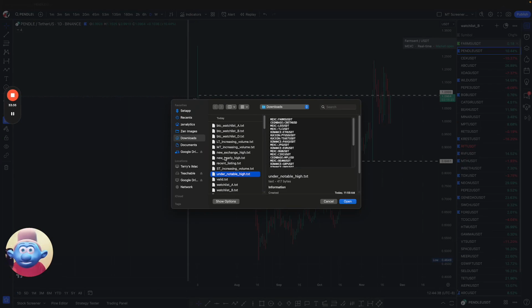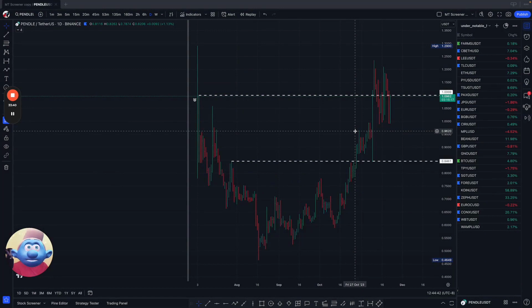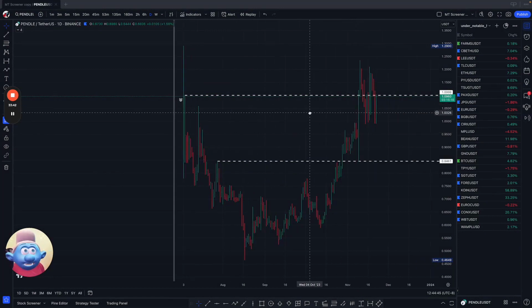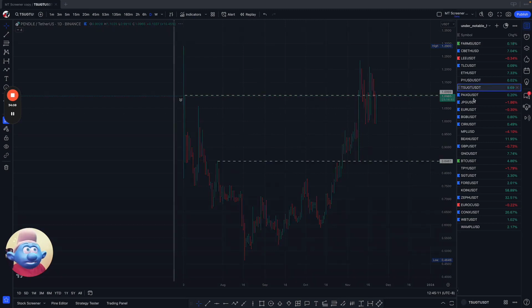I will import these just for fun, but the under notable high is the one that I pay attention to. Under notable high is anything that is within 10% of its high, within 10% of the exchange high or 10% of the yearly high. So if it's on the under notable high list, it'll probably be on one of the other two lists. So this one's the one I watch the most.